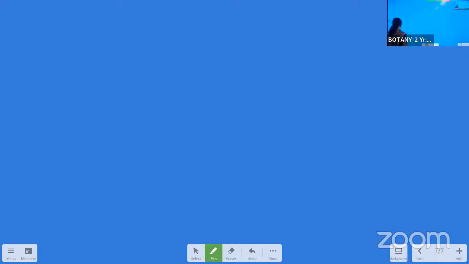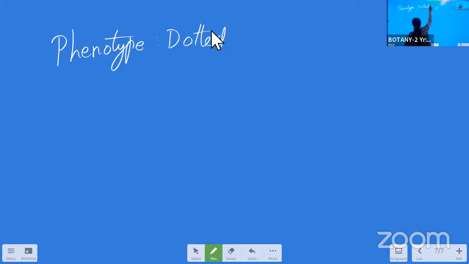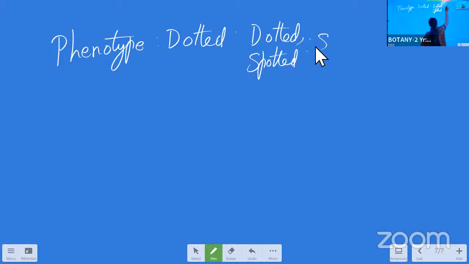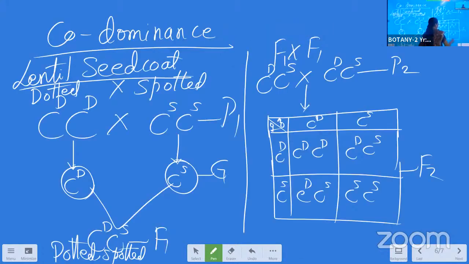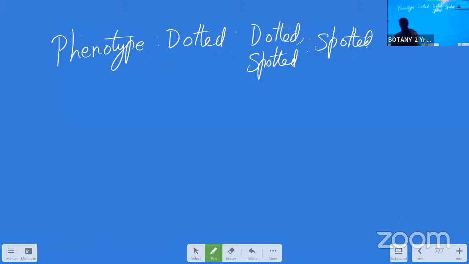Now comes the phenotype. How many types of phenotypes are there? Three types of phenotypes are there. That is dotted, dotted spotted, and spotted, isn't it? That's the one we have seen in the Punnett square picture now: dotted, dotted spotted, dotted spotted, spotted. Same thing we are writing in the phenotype.